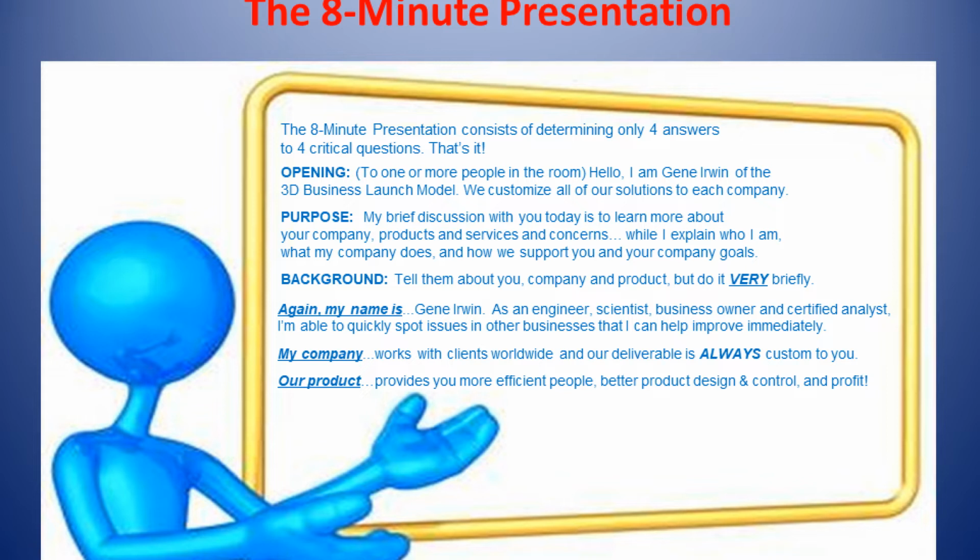Background: tell them about you, company, and product, but do it very briefly. Again, my name is Gene Irwin. As an engineer, scientist, business owner, and certified analyst, I've looked at over 3,000 companies to help acquire them. I'm able to quickly spot issues in other businesses that I can help improve immediately. My company works with clients worldwide, and our deliverable is always customized to your company. Our product provides you more efficient people, better product design and control, and of course, more profit as we help your company grow in all departments.